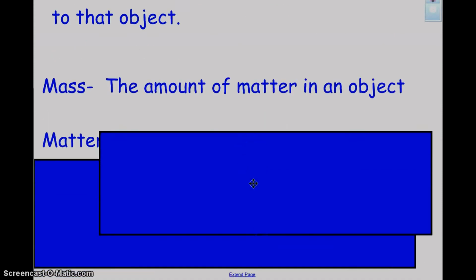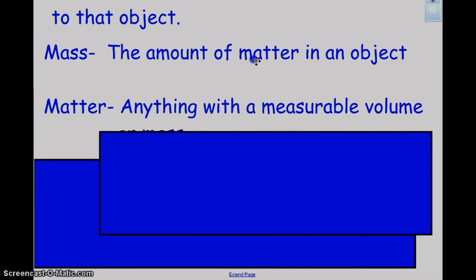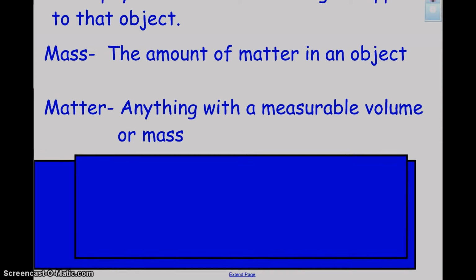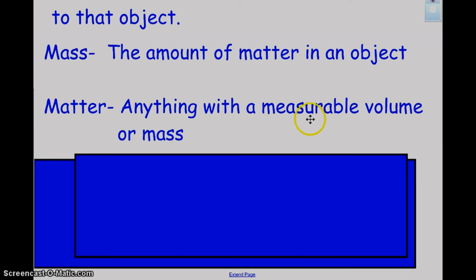In order to understand this, you're going to need a refresher on what mass is and what matter is. Okay, so if you have forgotten, mass is the amount of matter in an object, and matter is anything with a measurable volume or mass, anything that takes up space.